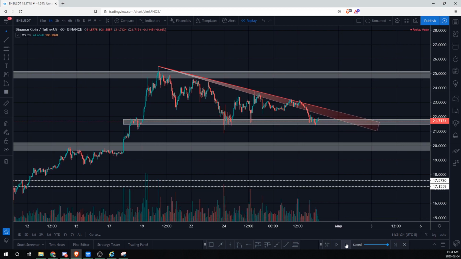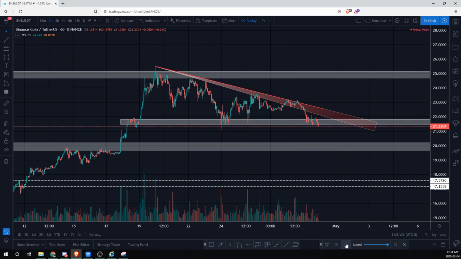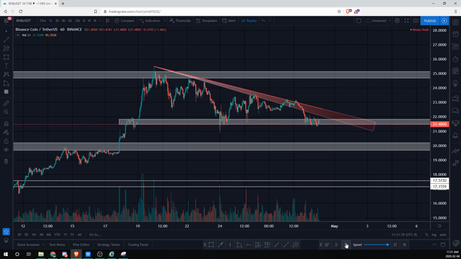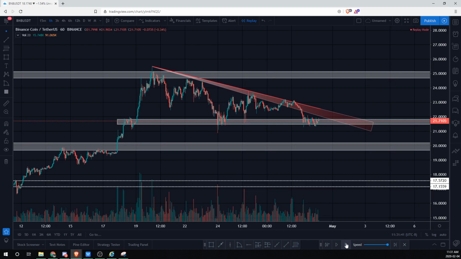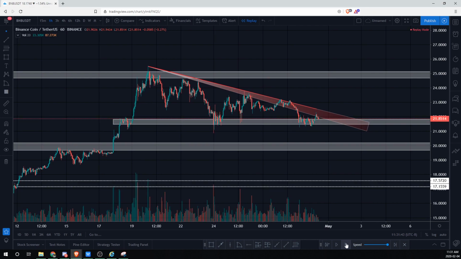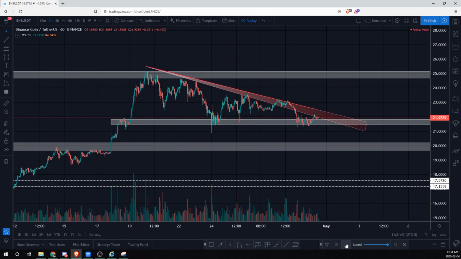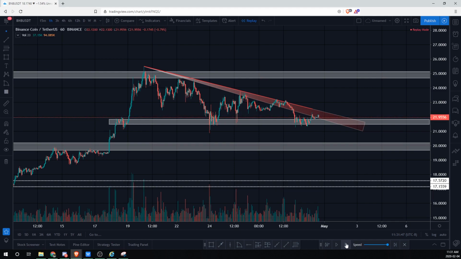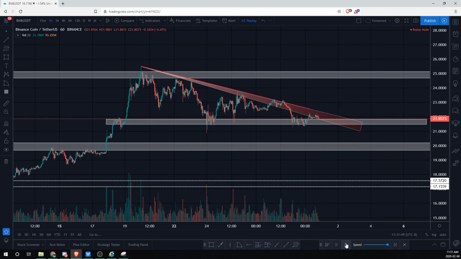Right there, it looks like it's holding. We're getting very, very close towards the apex of the price action pattern. We're basically right at it. So the price has to make a decision which way it's going to go. Hasn't made a decision yet.